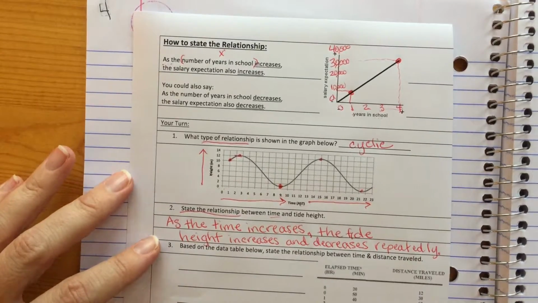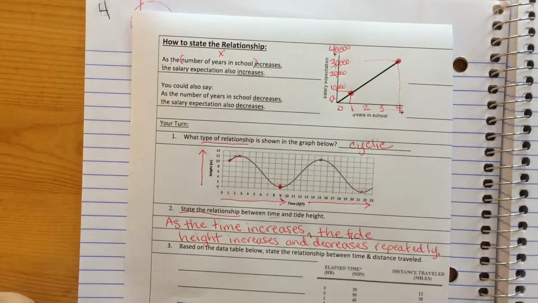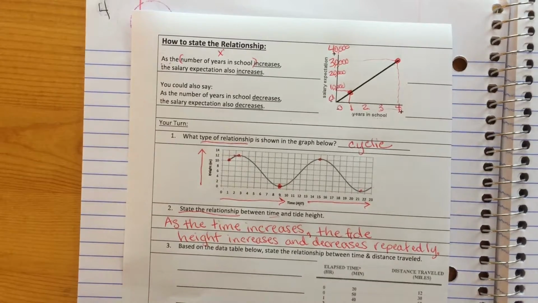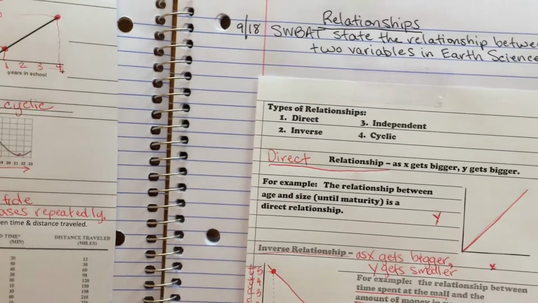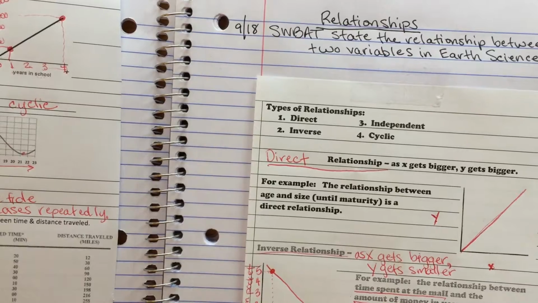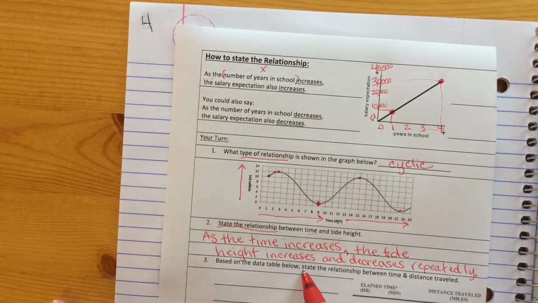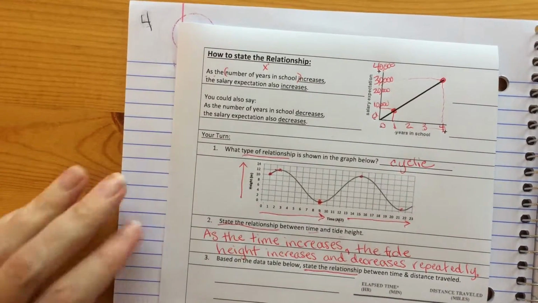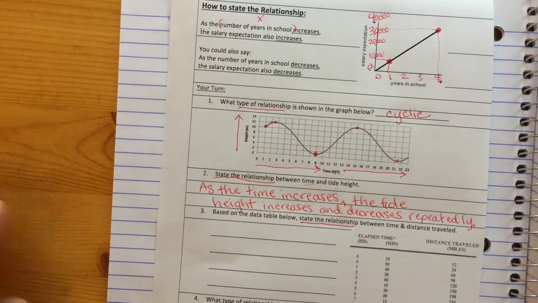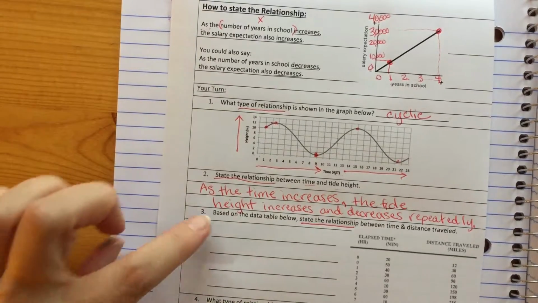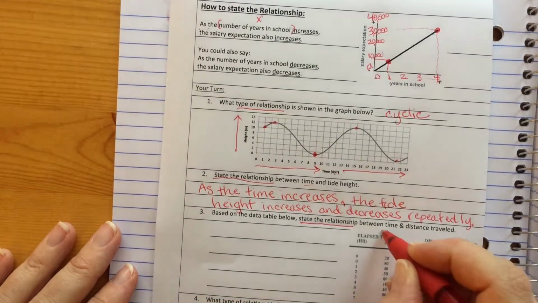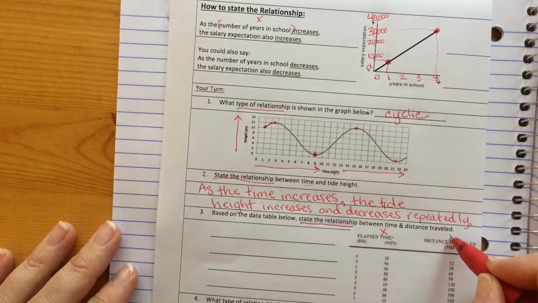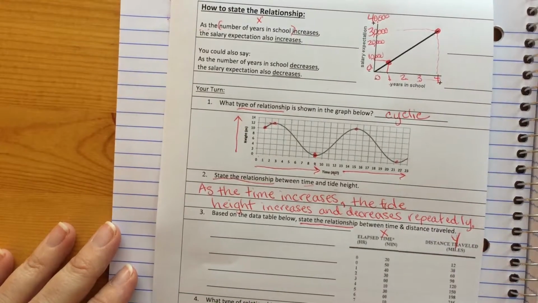So go ahead and answer questions 3, 4, and 5. Remember, you are using your input page on page 5 to help you answer these questions. And if it says state the relationship, remember you're starting off as the whatever the x-axis is increases, what happens to the y. Now to help you with number 3, time is the x-axis, distance is the y-axis.